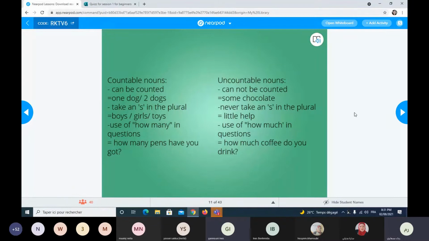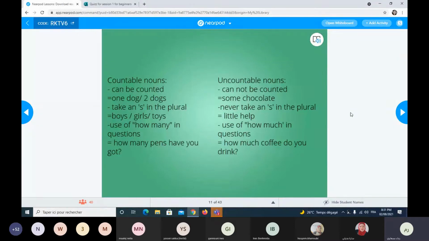I move now to the second part. I will talk about two other types of nouns. We have what we call countable nouns. They can be counted. One dog, two dogs. One book, three books.